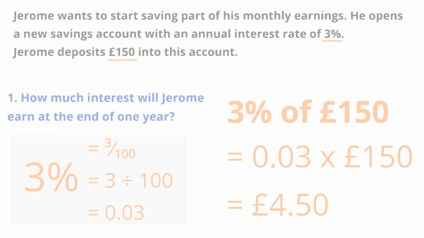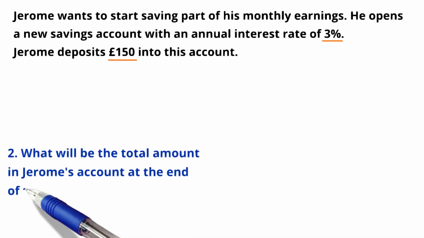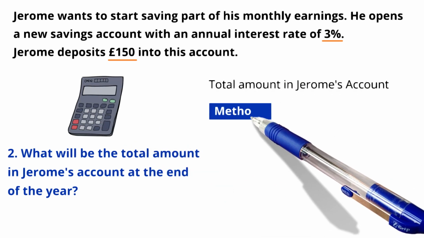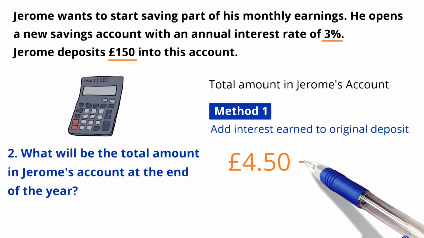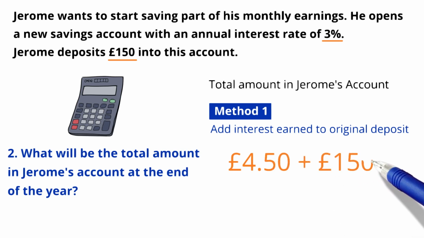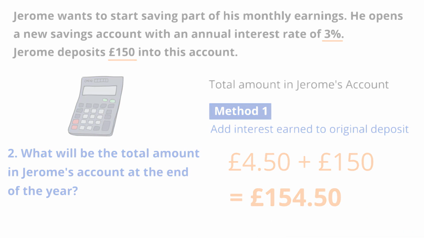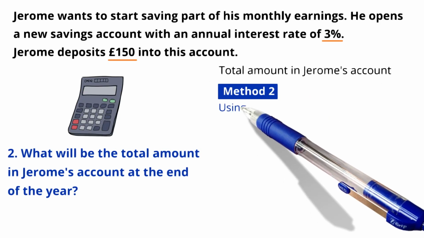Turning to the second question, which asks how much money Jerome will have in his account in total at the end of the year, we simply add the original deposit amount of £150 that he put into the account to the £4.50 of interest made. This gives us £154.50. Remember, we can also calculate the total amount in Jerome's account by using the multiplier method.